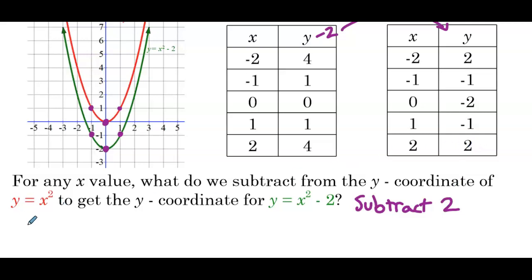So there are the vertical translations. We had a shift up in the first one and a shift down in the second. Now what do the horizontal translations look like?